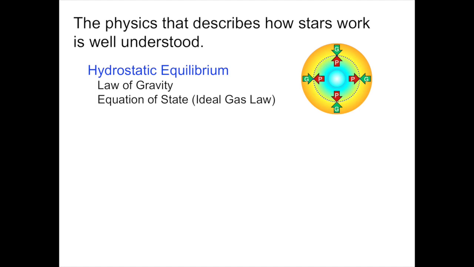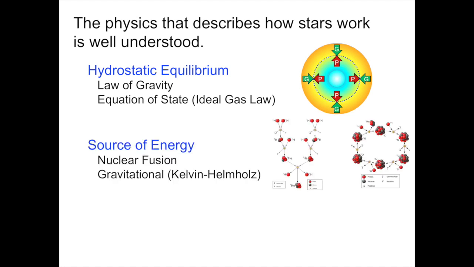This is the balance between pressure, which wants to make the star try to blow apart, and gravity, which wants to make the star collapse. It depends upon two relatively well-known pieces of physics: the law of gravity according to Newton, and the equation of state embodied by the ideal gas law. The pressure of a gas is dependent on the density times its temperature.